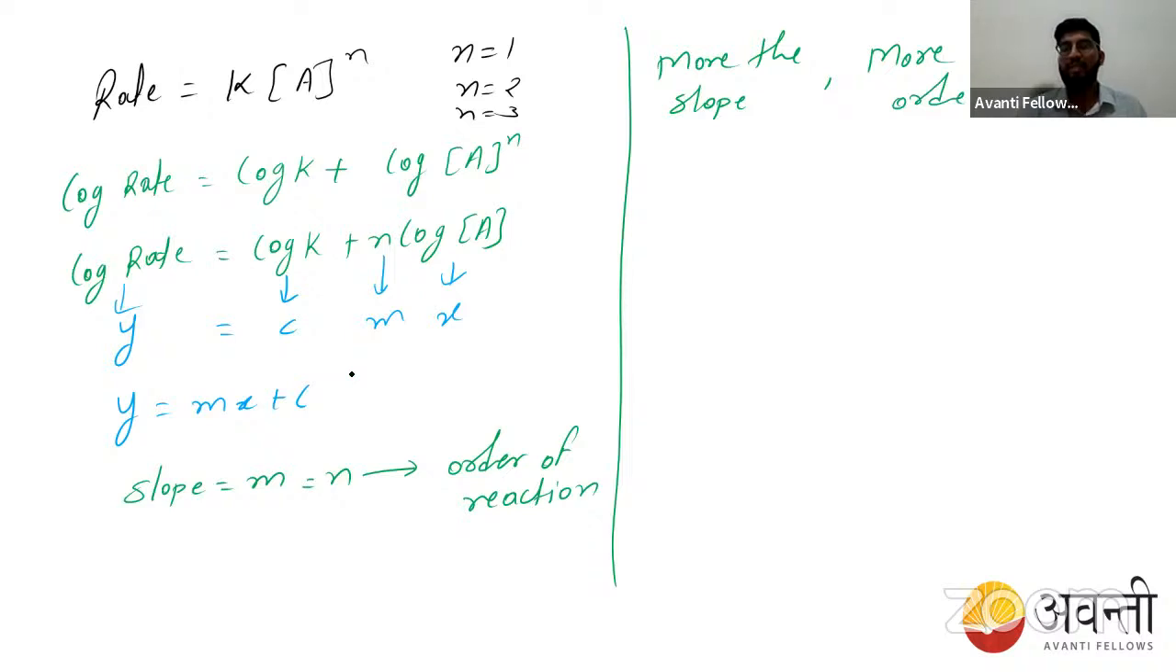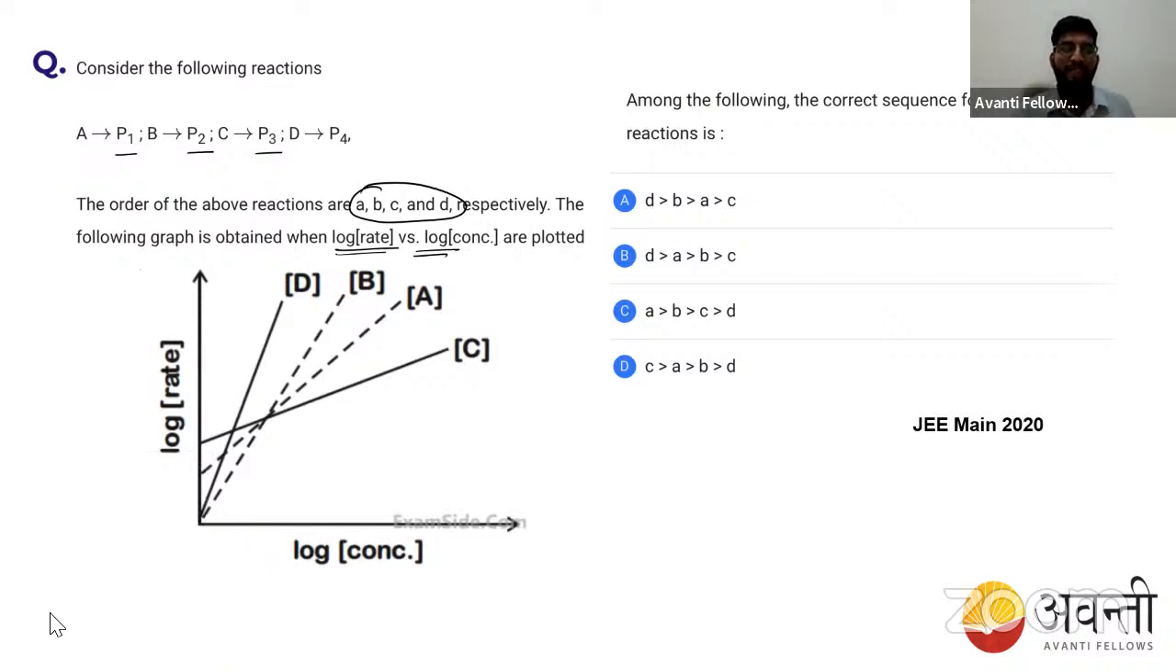From this relation, I have to find out which has the more slope. By seeing the graph, you can say that D has more slope than B, B has more slope than A, and A has more slope than C. So which is the correct option then? D, B, A, C. So option A is the correct one, because reaction D has more slope than B, than A, and than C.